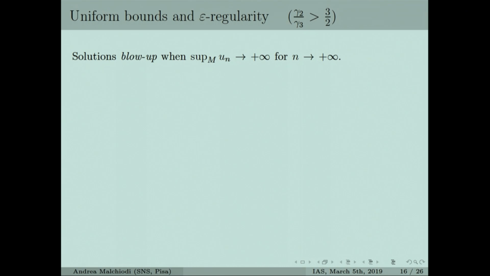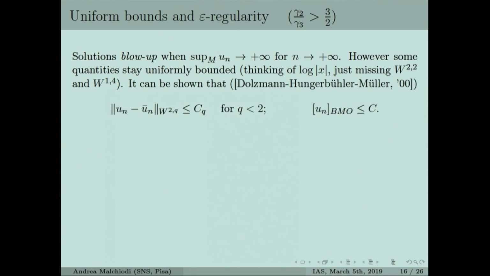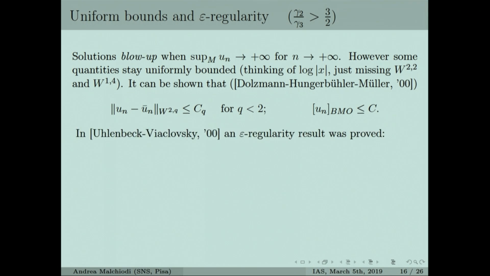Assume solutions are blowing up, so the supremum is going to plus infinity with n. However, some quantities still stay uniformly bounded. And you should have in mind exactly the blow-up profile, which is log x. That just misses W22 and W14, so it is natural to expect that you get bounds on Sobolev norms that are weaker than W22. So you can control those uniformly. And then also, following some argument by Dolzmann, Hungerbühler, and Müller, you can prove uniform BMO bounds on these solutions. Probably you can expect a little more, but that's enough for us.